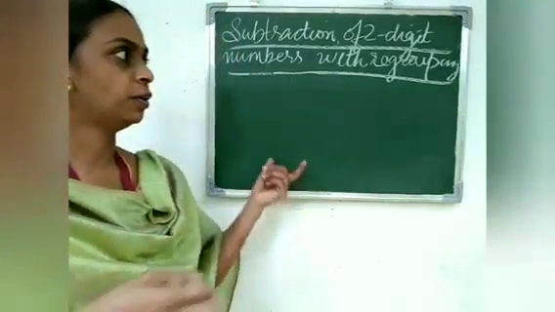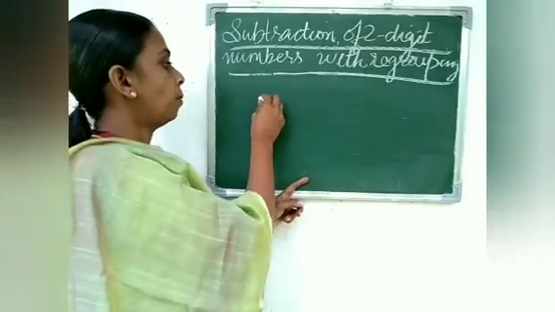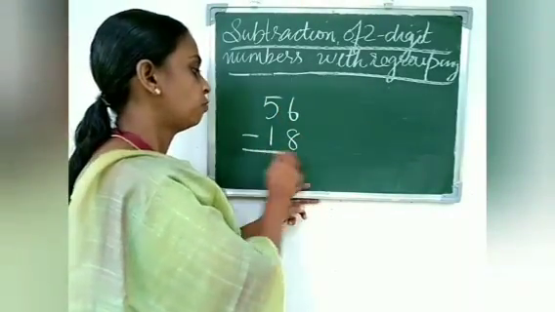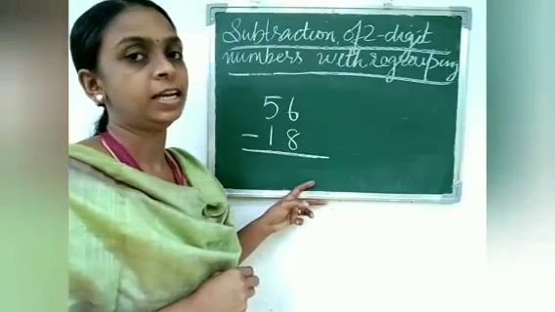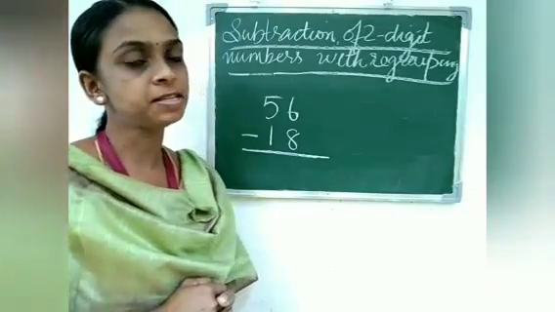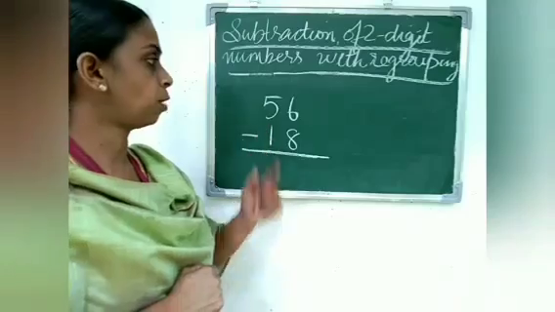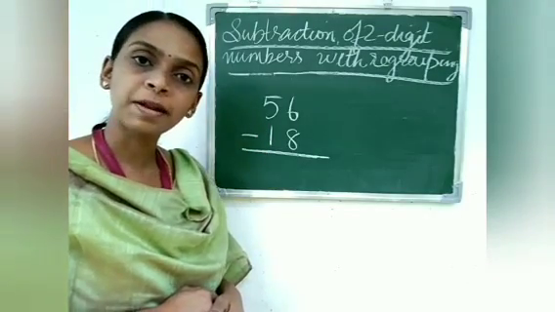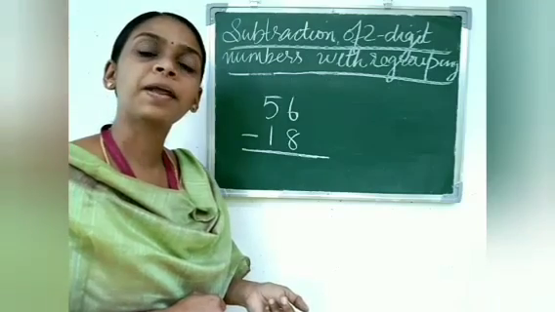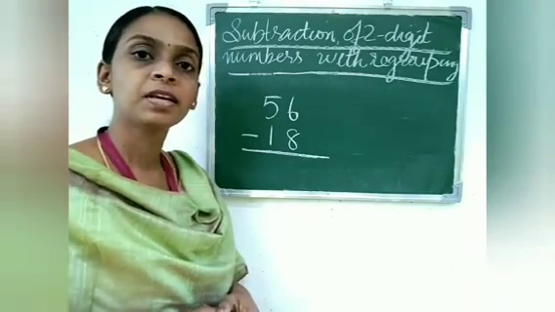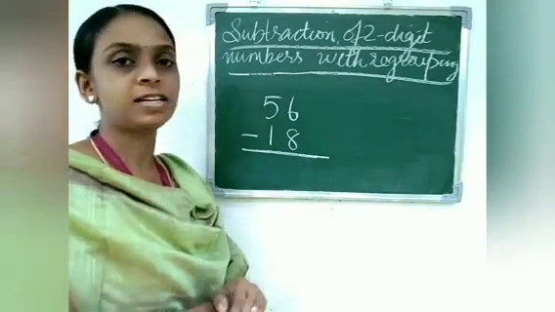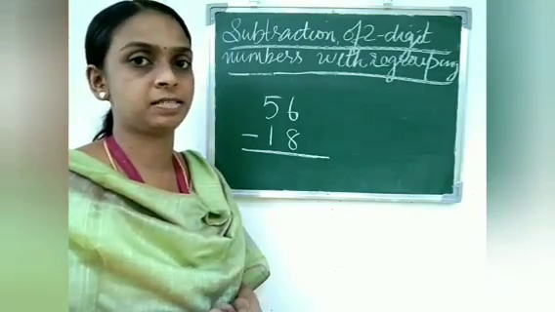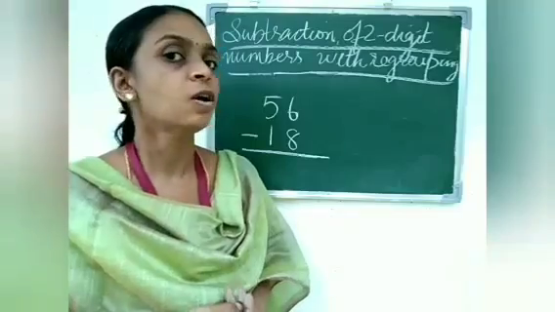I am going to write a problem: 56 minus 18. Here we are dealing with 2-digit numbers. So tell me, subtraction starts from which place? Subtraction starts from the ones place. We will do the subtraction from the ones place. Addition also we will begin from the ones place.